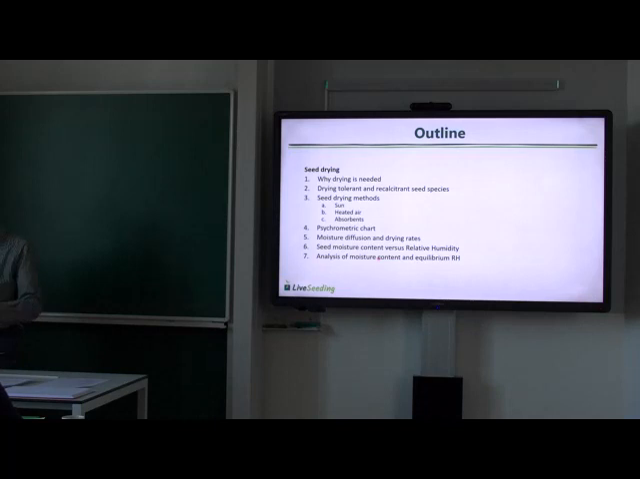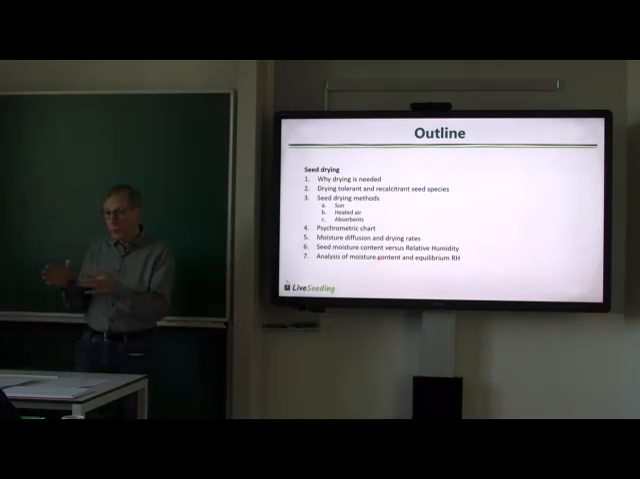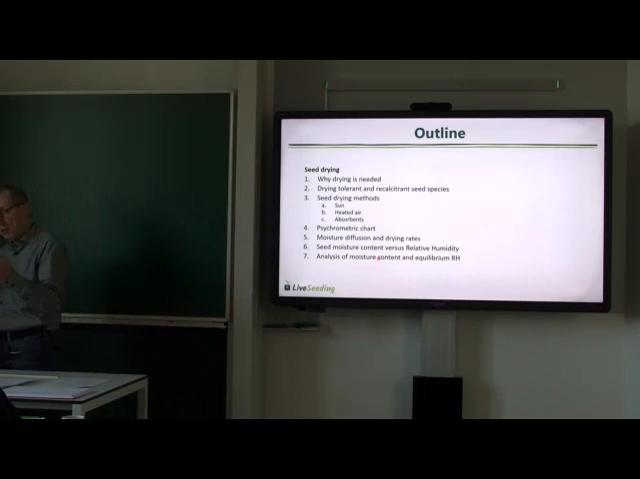So the outline is why to dry, drying tolerant and not tolerant seed species, types of drying methods, psychrometric chart, the moisture diffusion and drying rates, seed moisture contents, and equilibrium relative humidity. These are two different things but related, and how to analyze them.